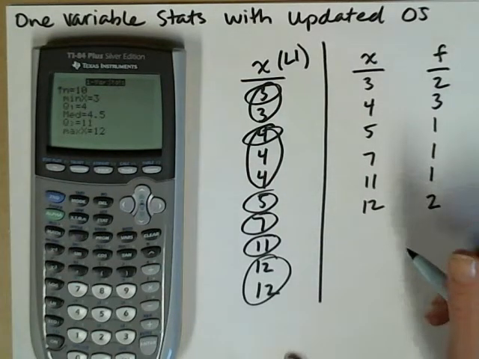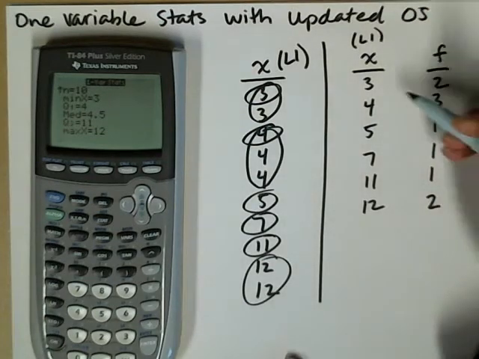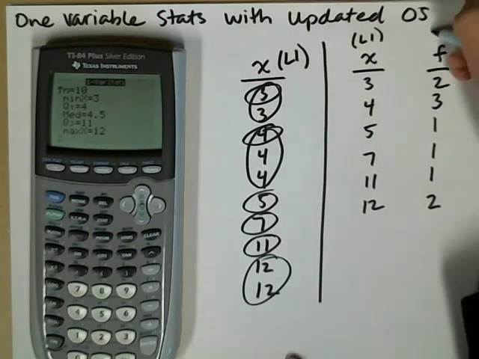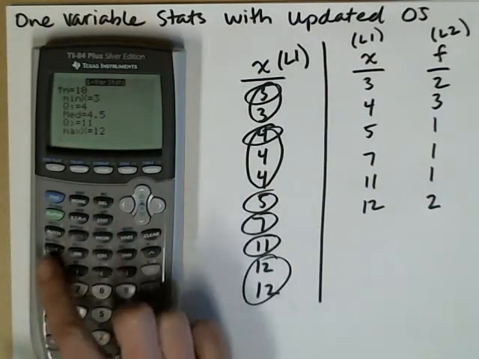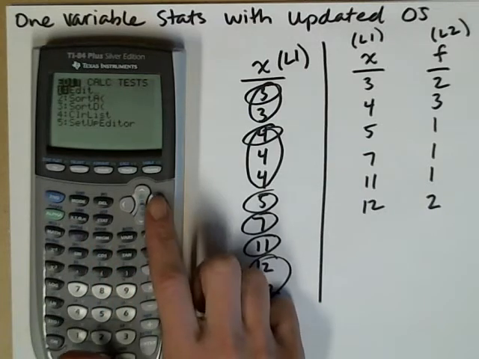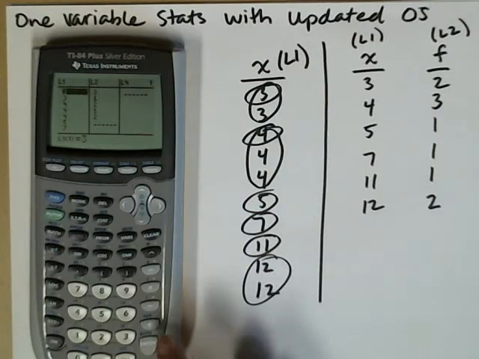So I'm going to re-enter my data, but this time I'm going to use L1 for my data, which I did before, but now just one time each. And then I'm going to put my frequency into L2. I'm on the home screen. I need to get into Stat. So right from here, I just hit Stat. I want to edit, and edit's already selected, edit my table, so I hit enter.